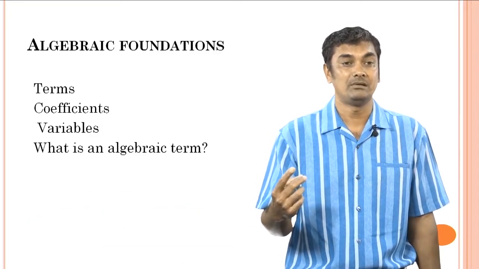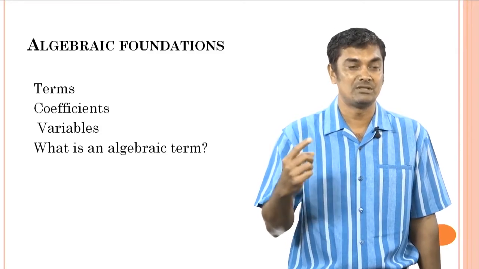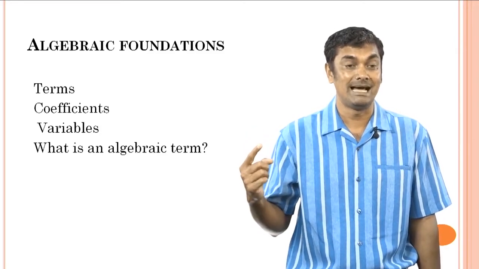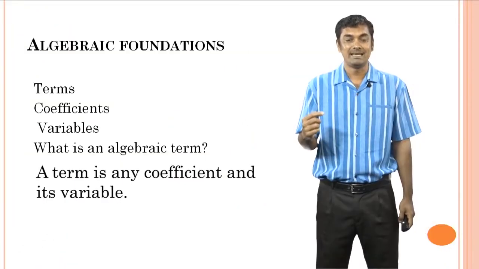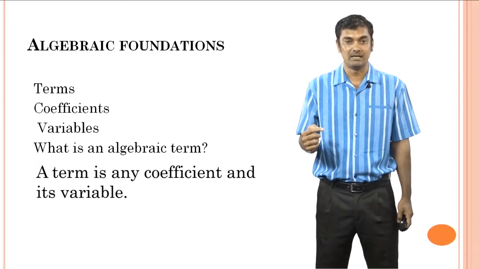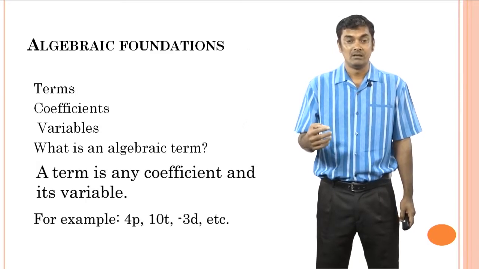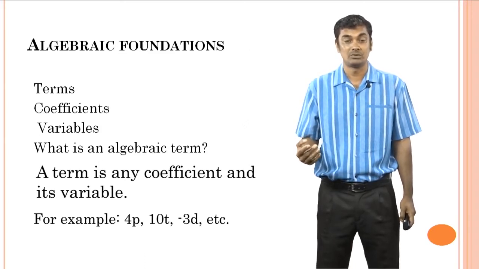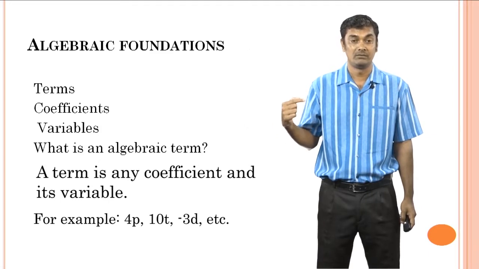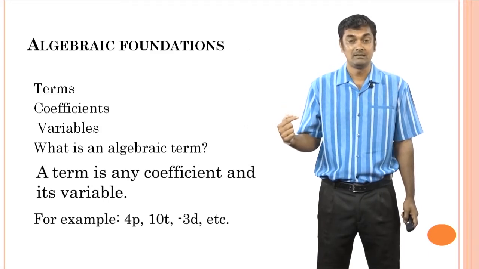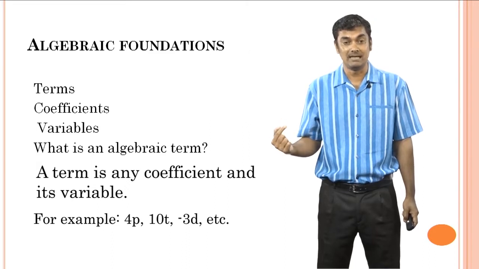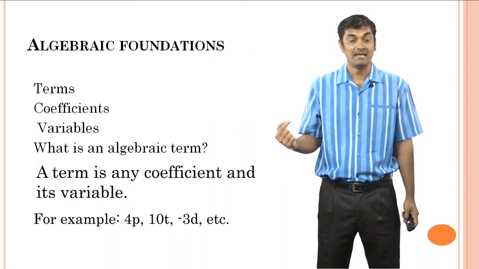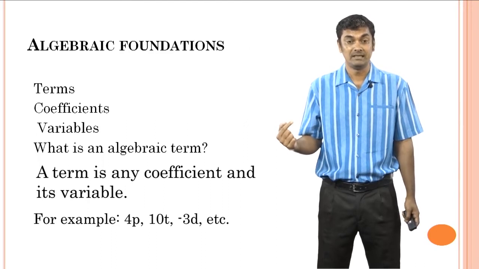Now, what is an algebraic term? When we combine variables, coefficients, and terms, we will have an algebraic term. A term is any coefficient and its variable. For example, if you have 4p, you would see there's a coefficient and there is also an algebraic variable. 10t, there is a coefficient and an algebraic variable. Minus 3d, please take note, there is a symbol representing the minus there, etc.